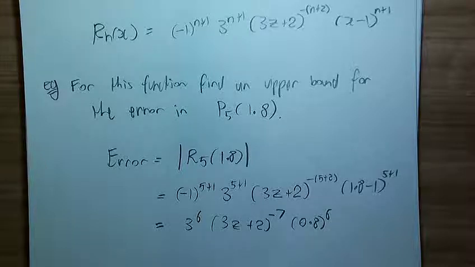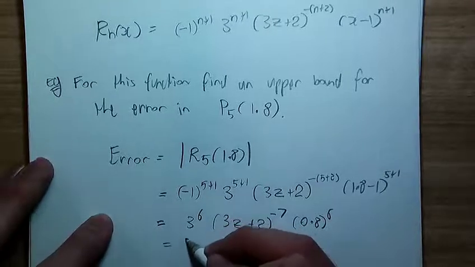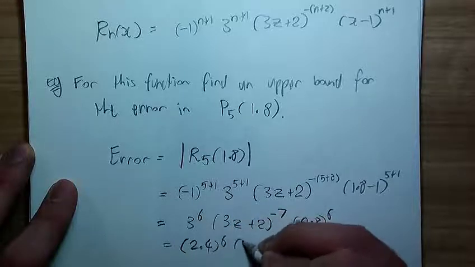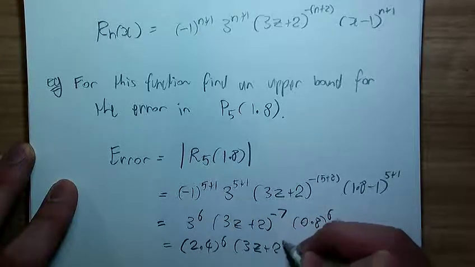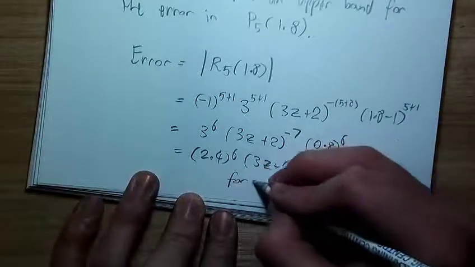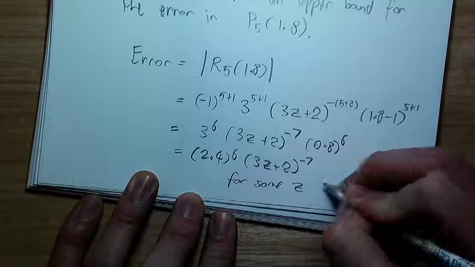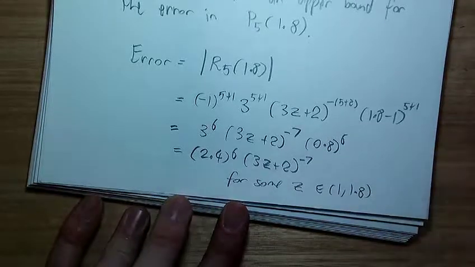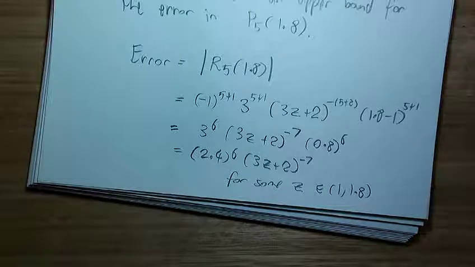I suppose I could simplify that a little, just for my own purposes. 3 times 0.8 would be 2.4. Okay. So this is where I am at the moment. That's what the error is for some z, and it's between 1 and 1.8. So some z somewhere between 1 and 1.8 will make that the correct answer for the error.